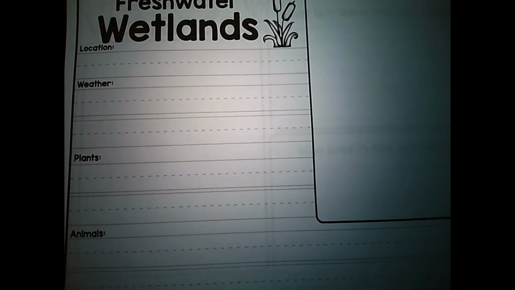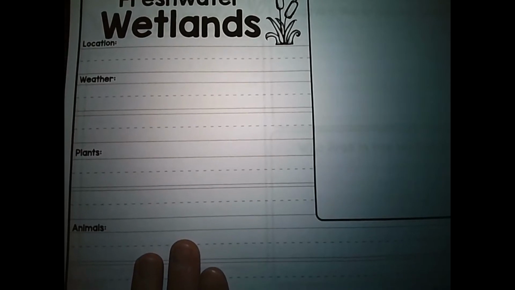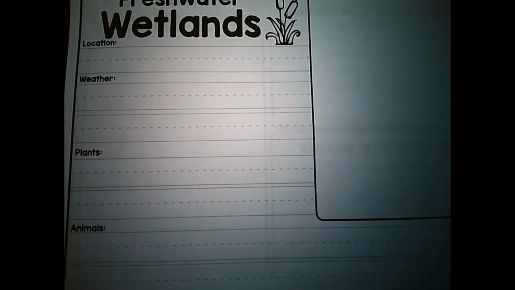And then for animals, amphibians like frogs, toads, salamanders. You could definitely put those here. You can also talk about the mosquitoes. Even though mosquitoes aren't necessarily animals, they still live in that area. They are part of the environment and the habitat. So please feel free to put the mosquitoes there. Definitely birds, fish, alligators. What I would like you to do is pick at least 3 animals or insects to write about in this area. Okay?